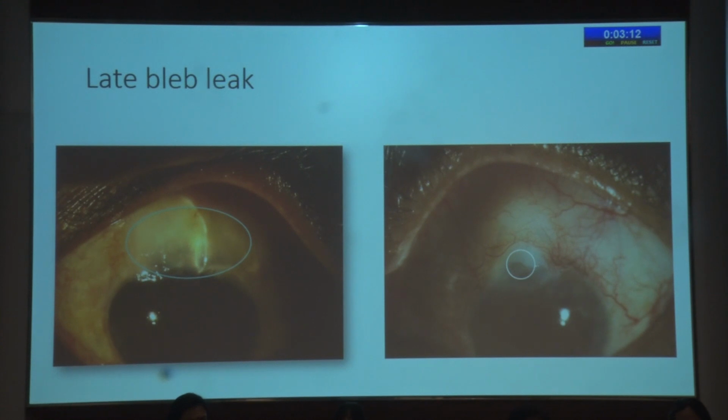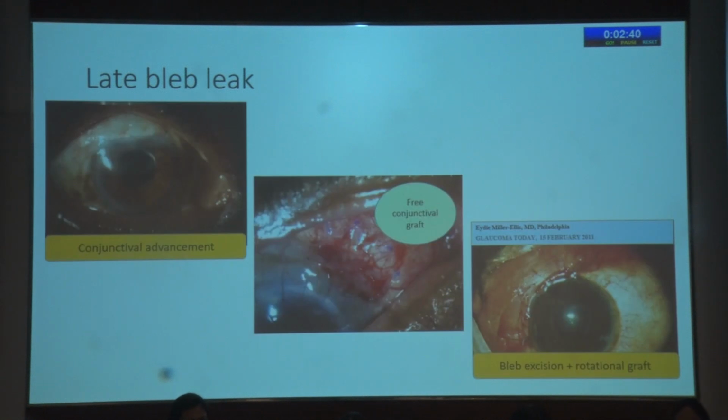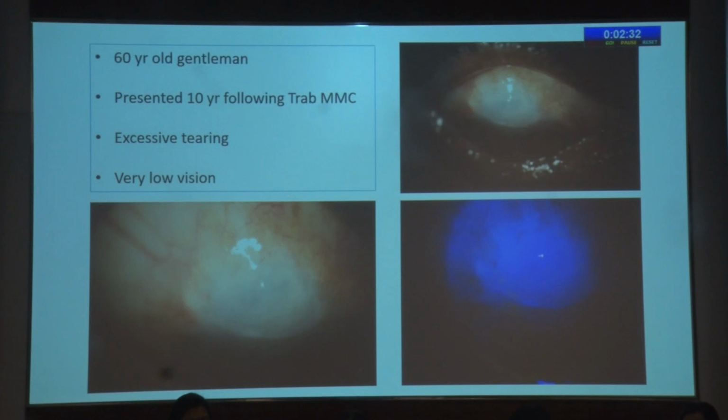So coming to the late bleb leaks, usually it is a diffuse weeping bleb that is covering a large area, or it may be a localized leak. And usually it is an interplay of ischemia, avascularity and necrosis, where the management is essentially surgical, and the surgical technique depends on the surface area and also the health of the surrounding tissue. And the goal of repair is to repair the weak conjunctiva and restore ocular integrity and preserve the bleb function. So either it can be done with a conjunctival advancement or a free conjunctival graft, or a bleb excision with a rotational graft.